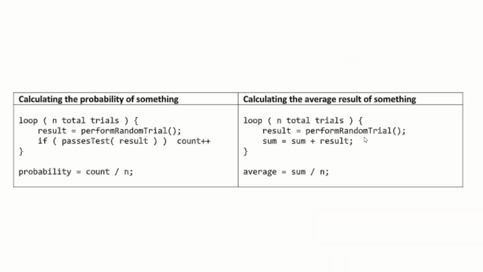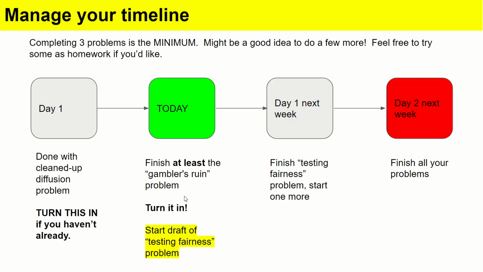So here's the two patterns. This is calculating the average result for something, where over many trials, we add all the things up and divide by how many. Here's the probability of something, where over many trials, we check if the result passes some test for being the outcome we want. And if it does, then we'll add to a counter, and we'll divide by how many.